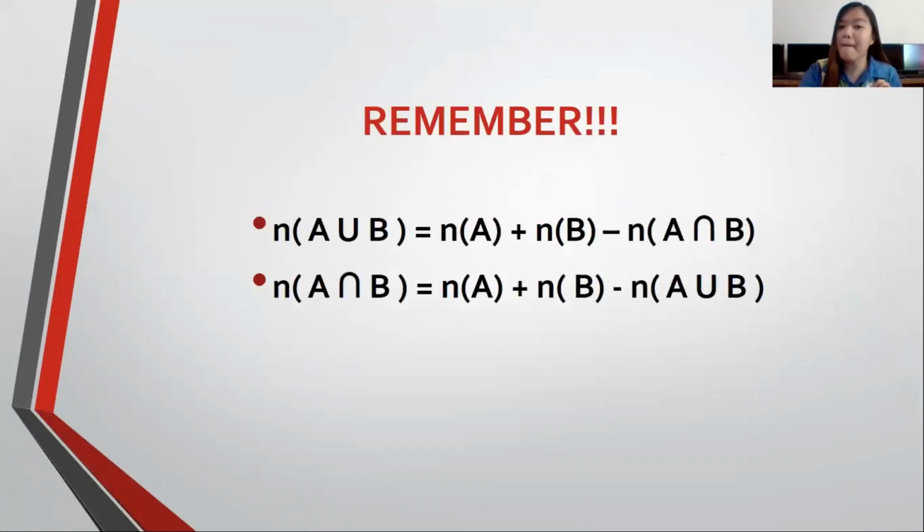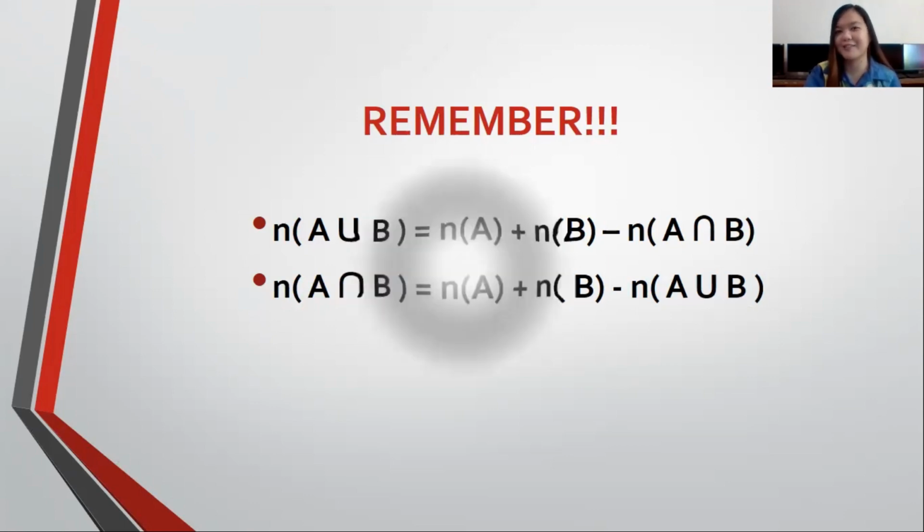Okay, so remember these formulas. If you are finding for the cardinality of the union of sets A and B, the first one, wait lang, lagyan ko ng laser para makita nyo. Ito, the first one is going to be your formula. And then if you are also solving for the cardinality of the intersection of sets A and B, the second formula will be used. Okay, so let's have examples para alam natin kung paano i-apply yung mga formulang yan.